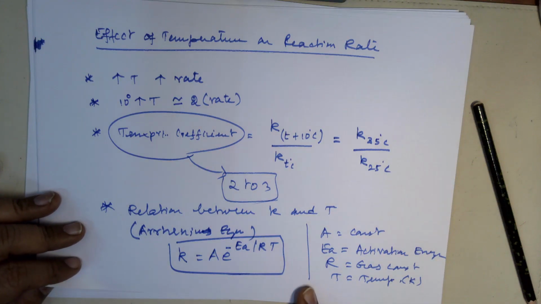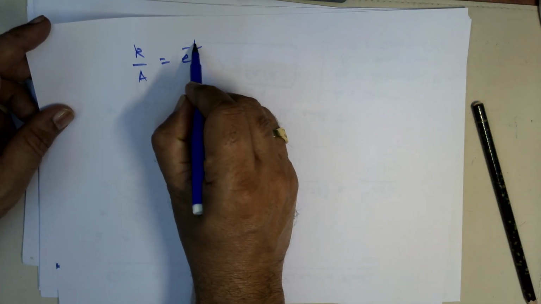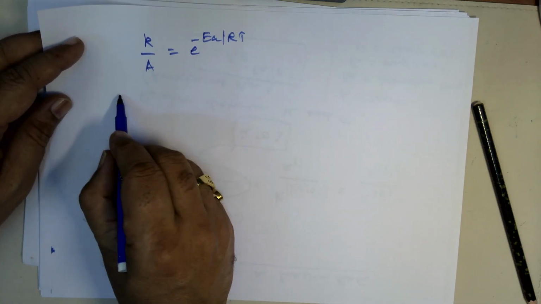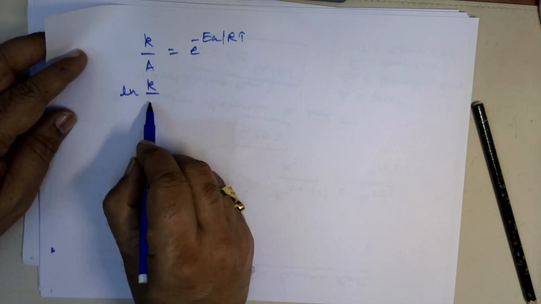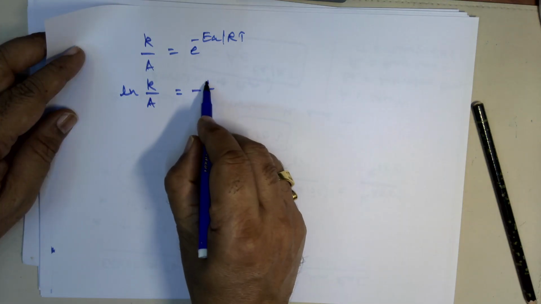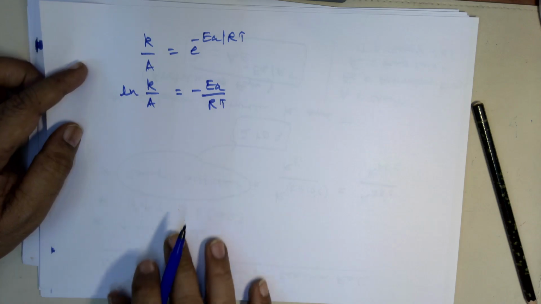Now taking logarithm on both sides, you can bring this A towards the left. So it becomes K by A, that is equal to e power minus Ea by RT. So introducing the natural logarithm on both sides, it becomes natural log of K by A is equal to natural log of the exponential term; the exponential is cancelled. So it becomes minus Ea by RT because they are inverse operations, exponent and logarithm.